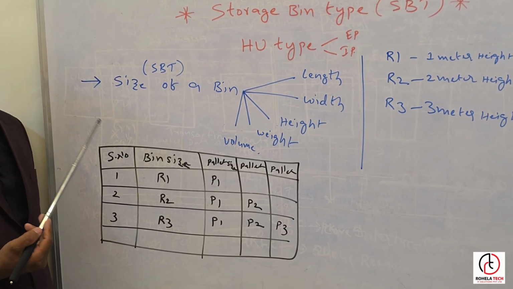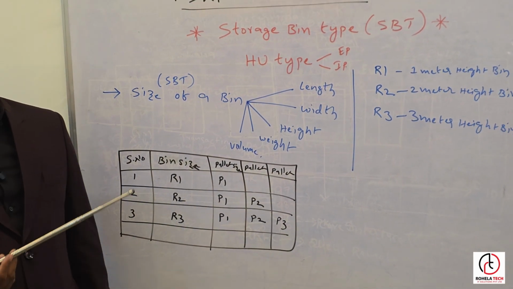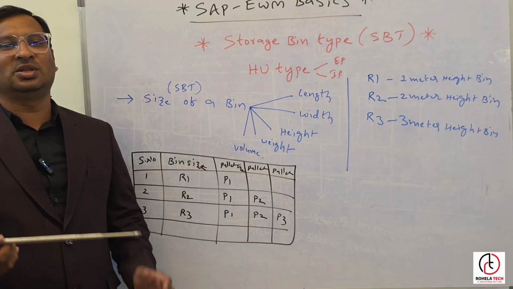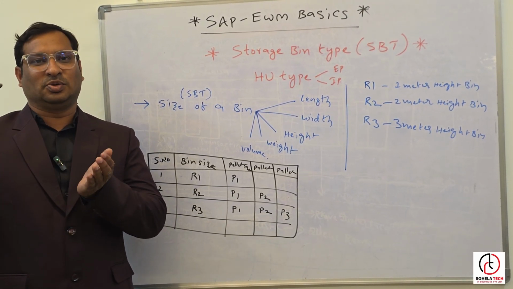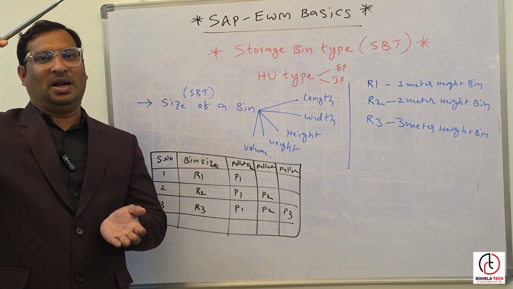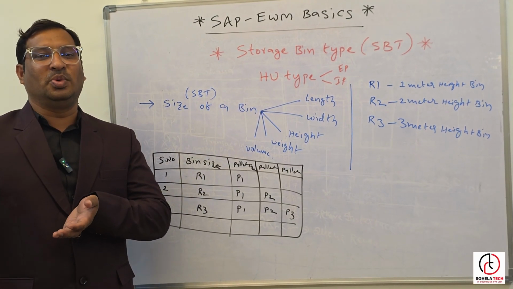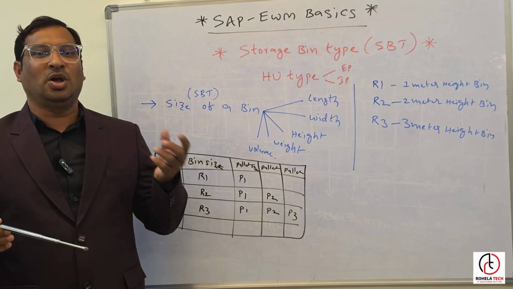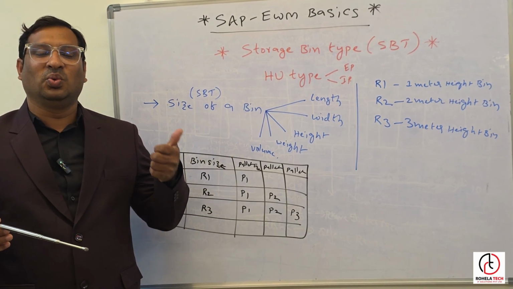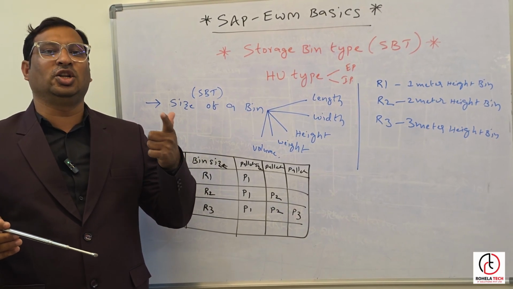Why do we have to mention it in the system? Because sometimes a 1 meter pallet cannot fit into a smaller bin. A 3 meter height pallet cannot fit into a 1 meter height bin. So how is your system going to restrict this? You have to input this information with the combination of SBT and HU type.